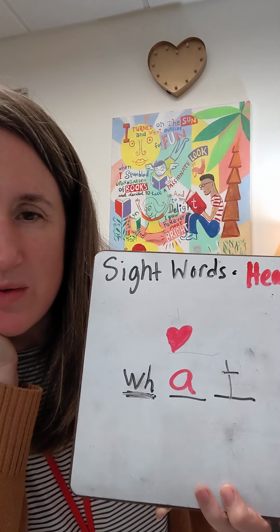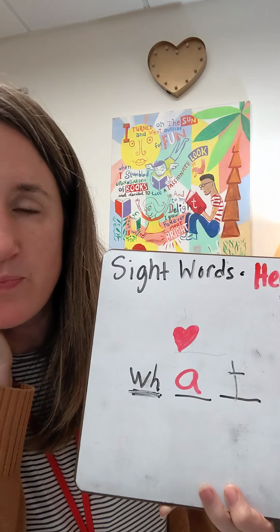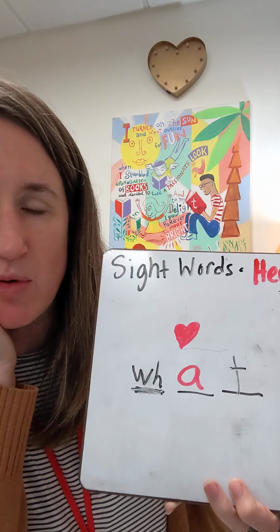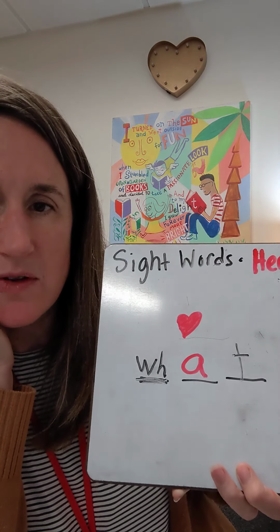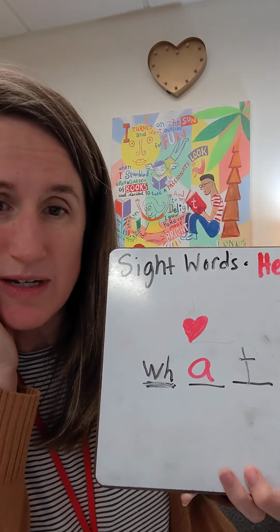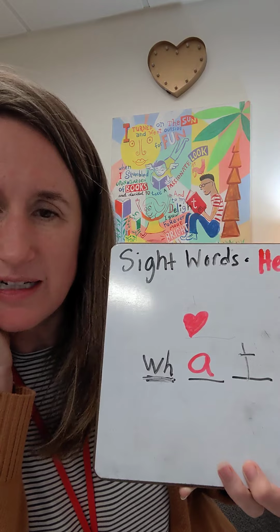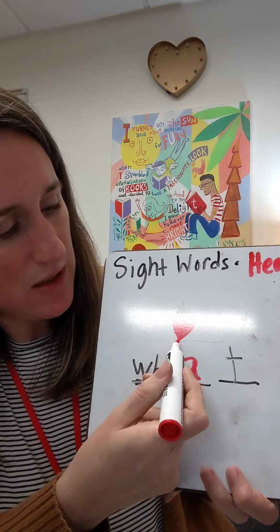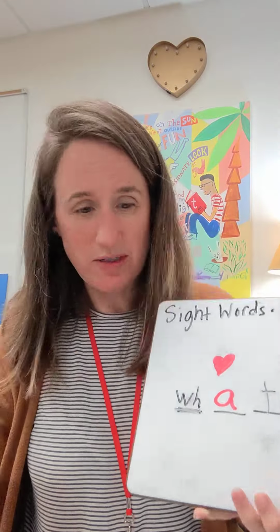So when you're helping your child with these sight words, these heart words, one way you can help them is by pointing out which parts of the word are spelled in the way that you would expect and which parts of the word are different or unexpected. And those are the parts that you would need to know by heart, like in the word what. I'll do one more example with you.